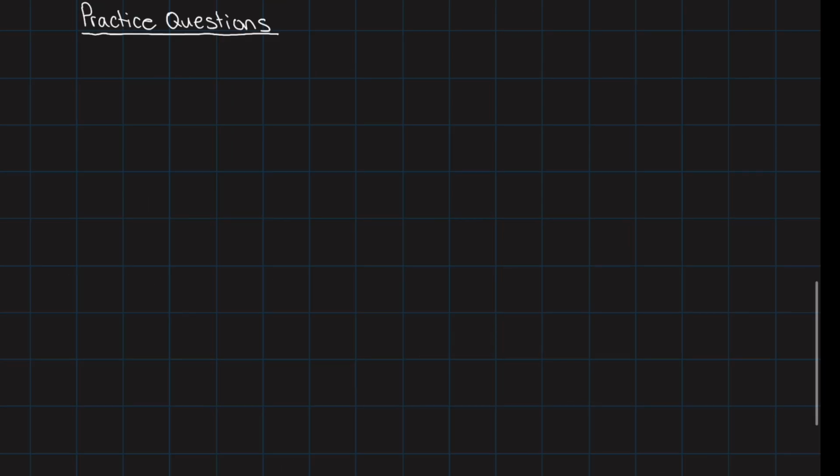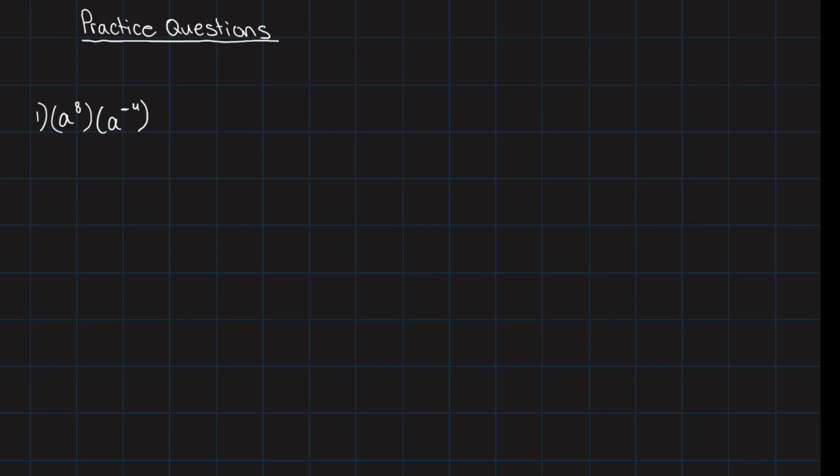Okay, so let's do some practice questions, and for every single one of these questions, I want you to pause and try to figure it out by yourself. So let's start with a to the power of 8 in brackets multiplied by a to the power of negative 4.